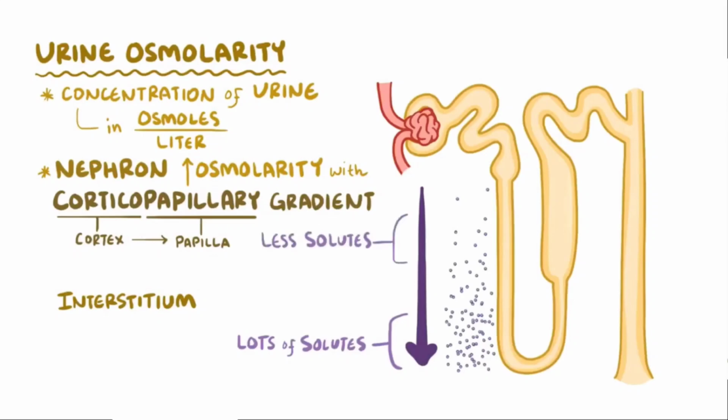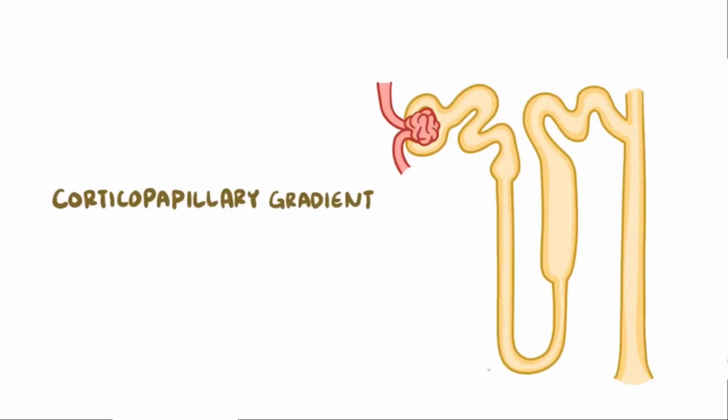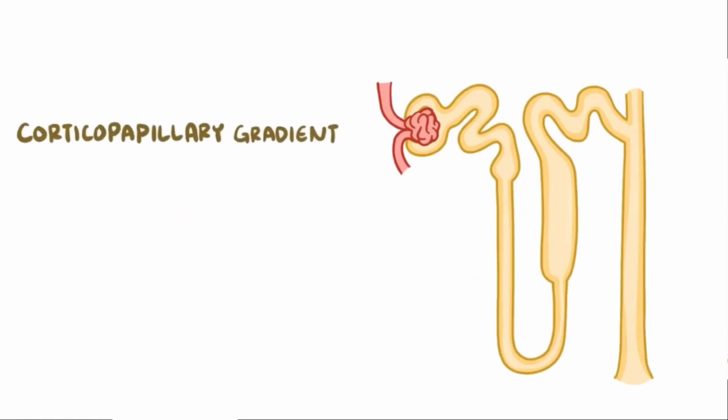So as a tubule dives deeper down into the medulla, the surrounding interstitium gets more and more hypertonic relative to the lumen of the tubule. And that means that more and more water is driven out of the tubule, the deeper it goes. So you can kind of see how important the corticopapillary gradient is. It prevents us from unnecessarily losing water, kind of like a water recycling mechanism.